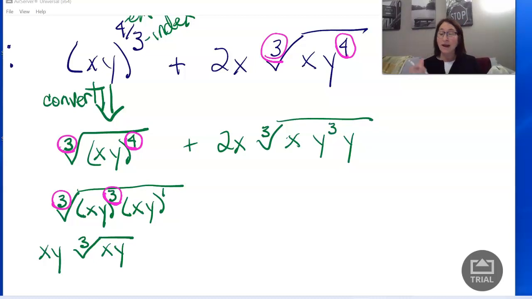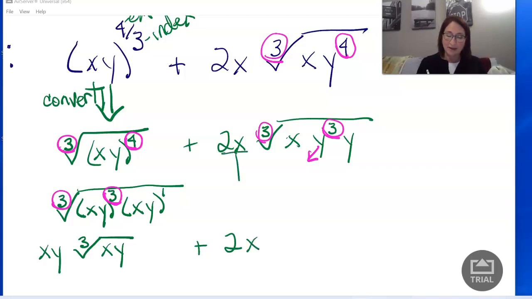So now I've got this y that has an exponent of 3 that matches. So I can bring out that y. The root of that is going to be y. So I'm going to go down here. I'm going to do plus 2x. That's part of my 2x down here. I'm going to bring out my y, and then I'm left with the cube root of xy.